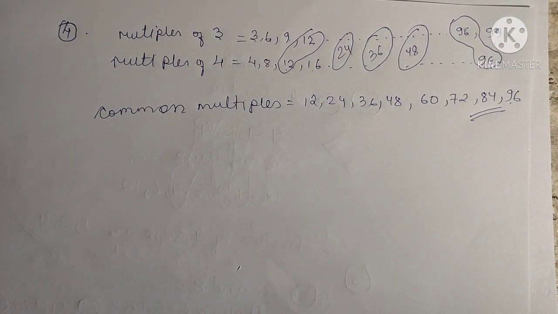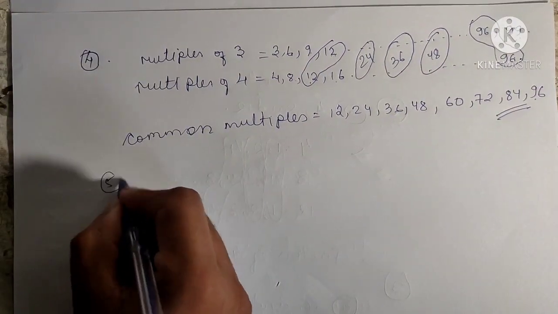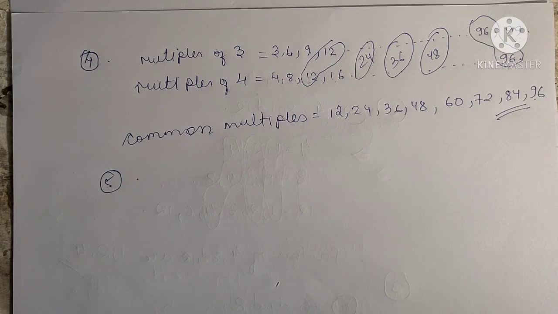So next is, okay, we'll go for the next. Question 5: which of the following numbers are co-prime? What I have told you, co-prime means two numbers having one as the common factor are called co-prime numbers.